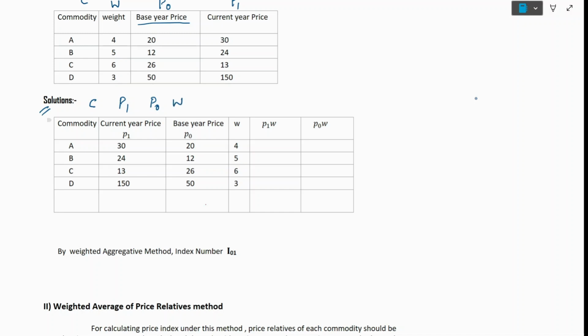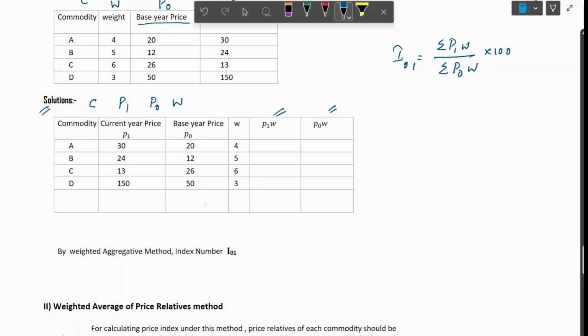Now the first 4 columns are from the question. Just copy them without any mistake. I have prepared 2 extra columns. How do I decide that? It is from the formula. First think about the formula. What does the formula say? I01 equals summation of P1W divided by summation of P0W, into 100. That means you need summation of P1W in the numerator and summation of P0W in the denominator.